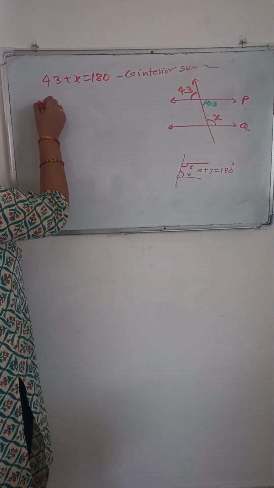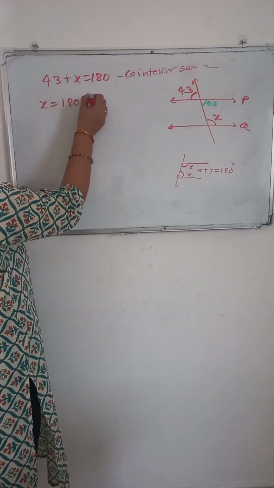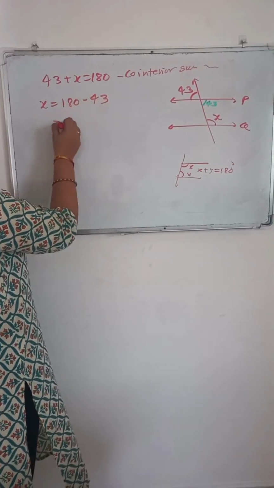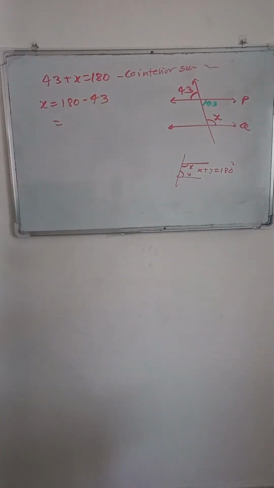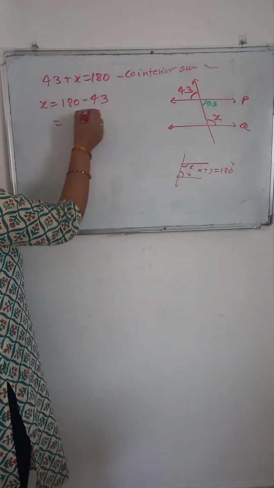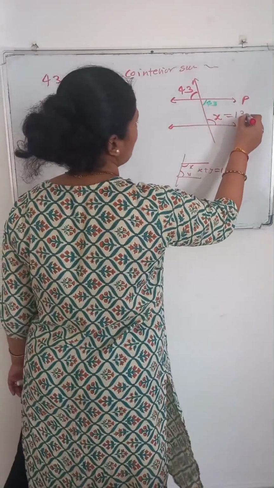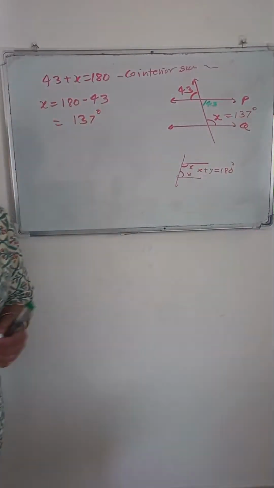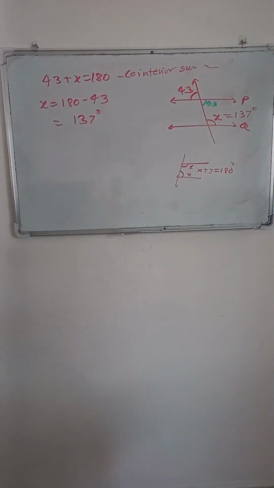So X is equal to 180 minus 43. I think it is 137. Okay, so this is 137. So this is the answer. Copy this. Hope you all are getting it. Brinda, Srushti, I think all are sleeping nicely.